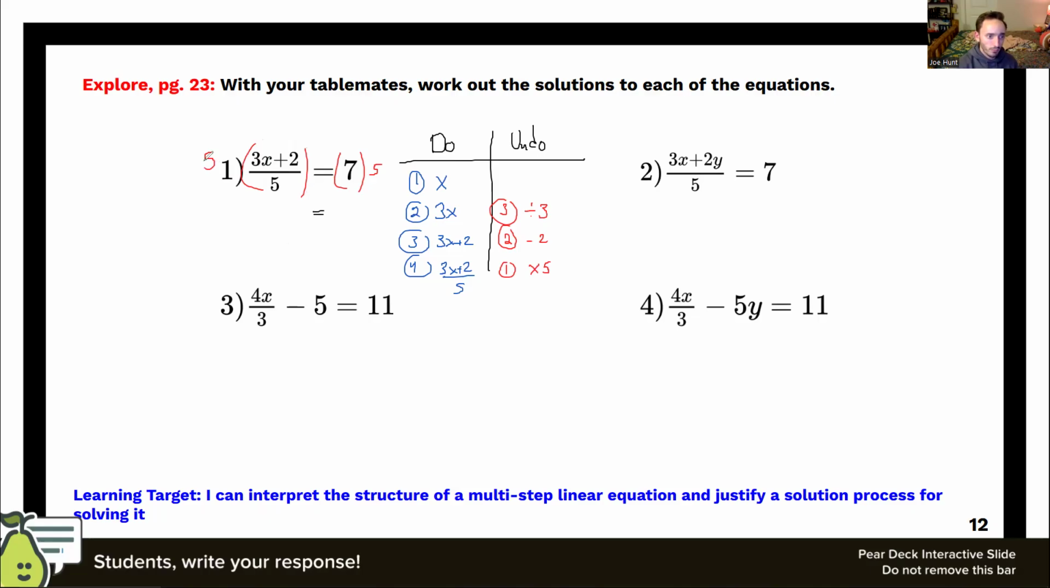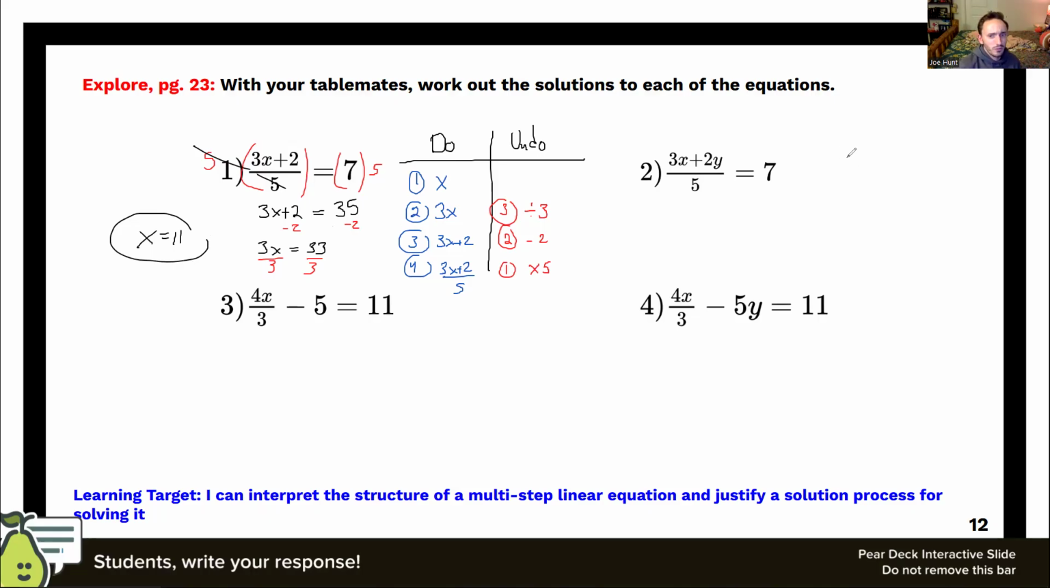So I'm going to start by multiplying both sides by 5. Notice that 5 divided by 5 cancels out, right? Those are opposite operations. So I'm left with 3x plus 2. 7 times 5 is 35. So now I've got 3x plus 2 is equal to 35. The next step in my undo column is to subtract 2. So if I take that step, I've got 3x equals 33. And then my final step is to divide by 3. So my solution is x equals 11.